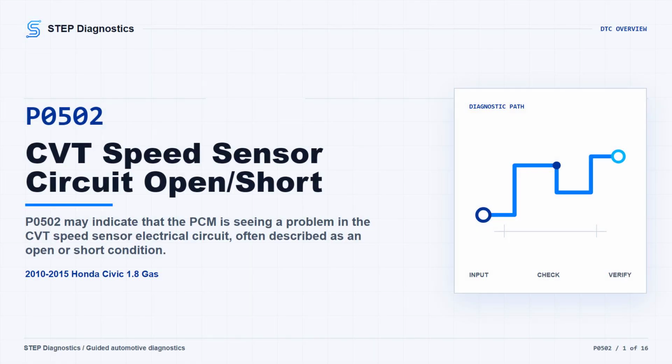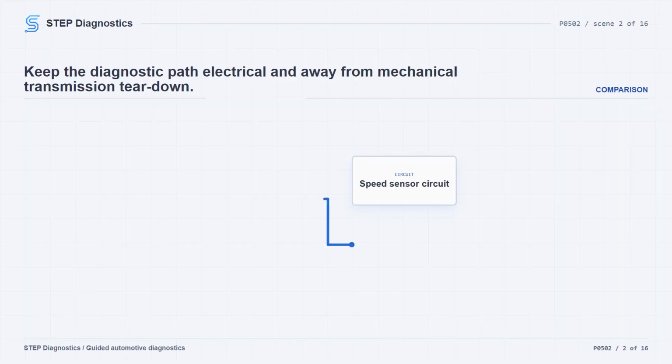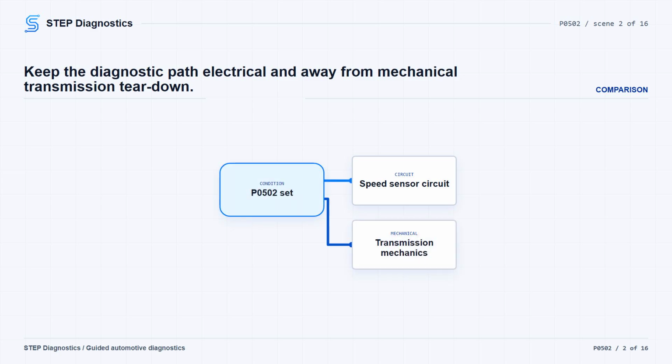On this 2010 to 2015 Honda Civic with the 1.8 gas engine and CVT, P0502 is being handled as a CVT speed sensor circuit open or short. In plain language, the PCM may be seeing a problem in the electrical signal path for that CVT speed sensor. The vehicle may show speed signal-related CVT behavior, and the possible fault area can be in the sensor power feed, sensor ground side, signal wire, connector area, or PCM-side control path.